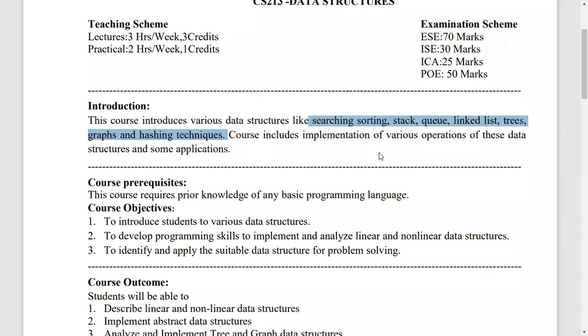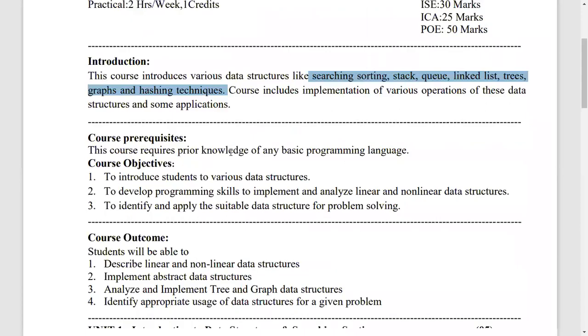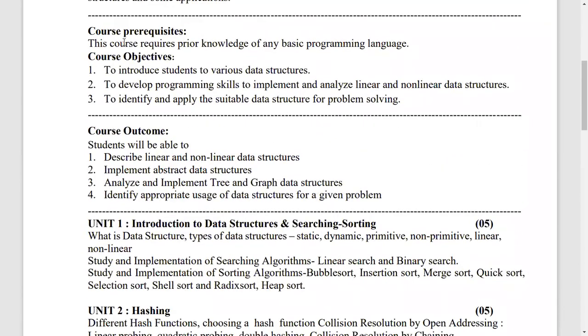It also includes the implementation of various operations of these data structures and some applications. We'll implement all these data structures using the C programming language, or any basic programming language we consider here. Applications of these data structures we will also implement here. Now these are the part of our practicals, right? After that, what course prerequisite is required here? This data structure course requires prior knowledge of any basic programming language.